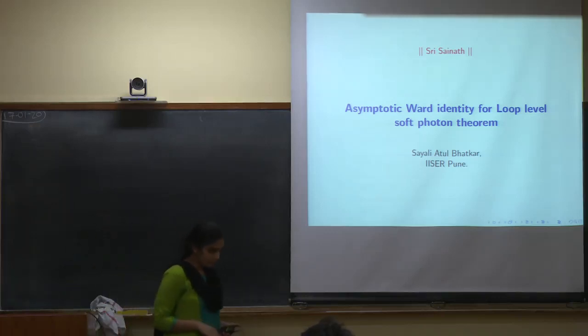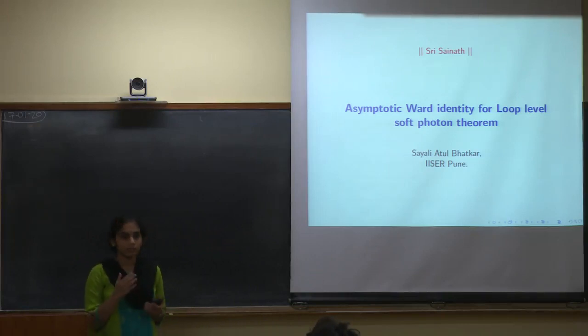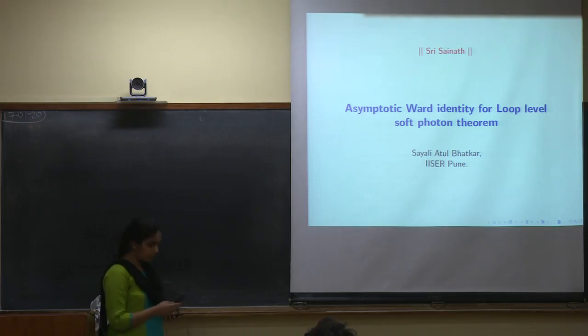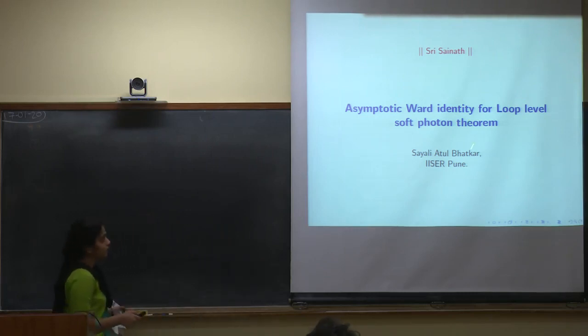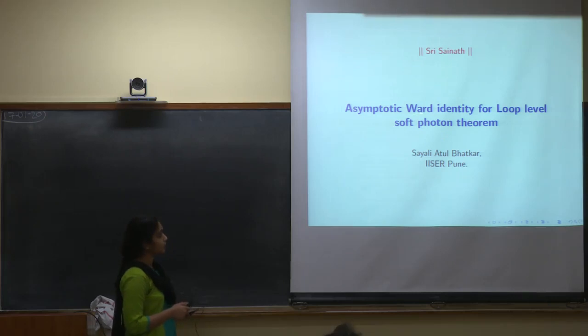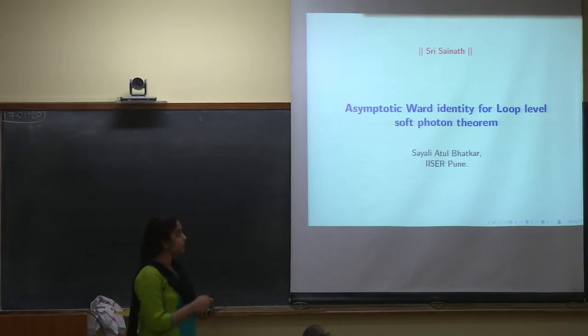Today I'll talk about the loop level soft photon theorem. So generally we know there is an equivalence between asymptotic symmetries and soft theorems. Here we are going to talk about the same for the loop level soft photon theorem. In this work we are just recasting the loop level soft photon theorem as some asymptotic Ward identity. But the transformations, the symmetry underlying this, is not yet clear. So this is just the first step in establishing the equivalence.